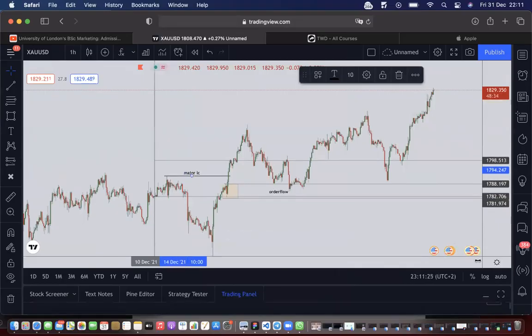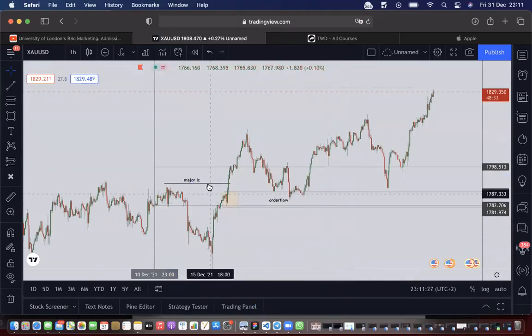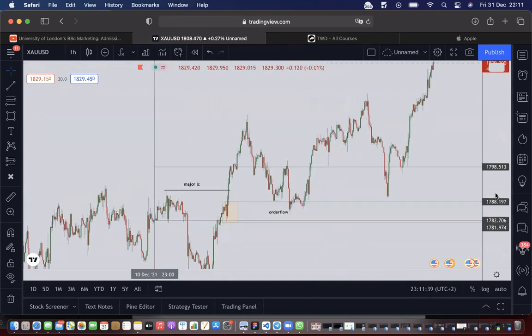So I hope you understand now. It made that major LC and order flow zone. Order flow zone from weekly. So this is where the sponsor is from, the zone that we marked from the weekly. I hope you understand now. Yes, the zone we marked from the weekly. So that is how we pick the order flow zone.